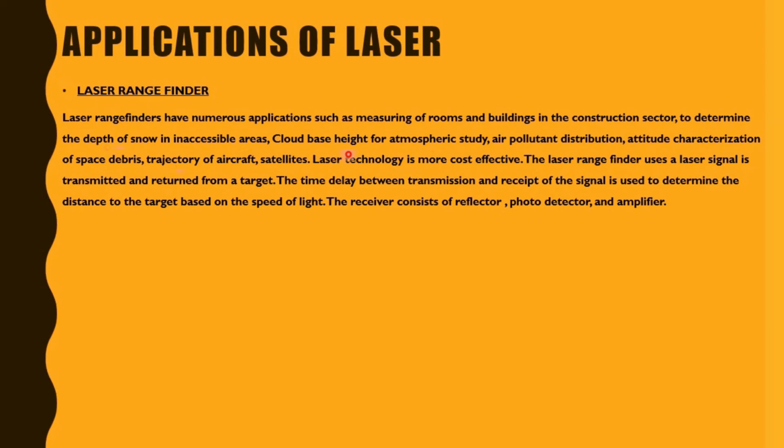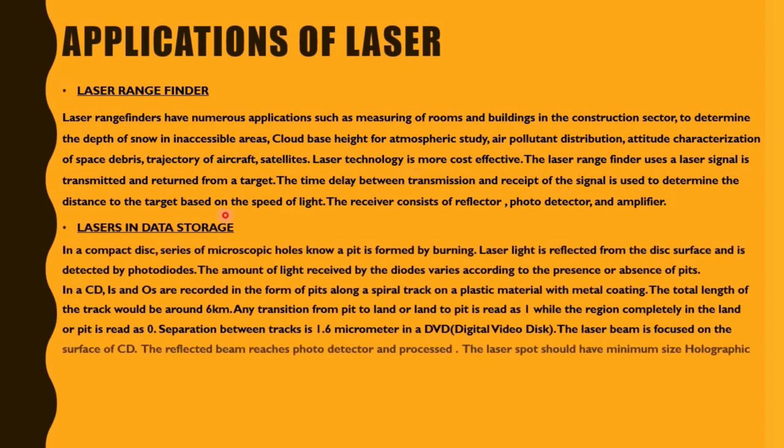The laser range finder uses a laser signal to transmit and return from a target. The time delay between the transmission and receipt of the signal is used to determine the distance to the target based on the speed of light. The receiver consists of a reflector, photodetector and amplifier.